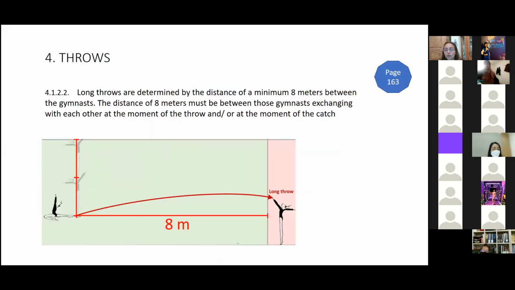Then we have the long throws. The long throws are determined by the distance of a minimum of 8 meters. We don't have now the 6 meters, we have a minimum of 8 meters between the gymnasts. So the distance of 8 meters must be between those gymnasts exchanging with each other at the moment of throw or at the moment of the catch. So I must have either high, double the height, or long, distance of 8 meters.